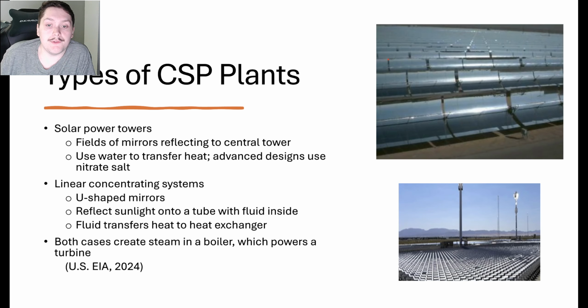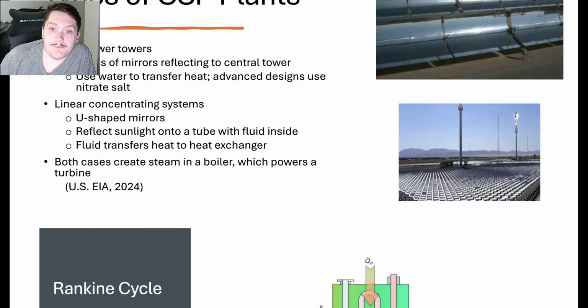The linear concentrating systems, on the other hand, are U-shaped mirrors, and they don't reflect to a central tower. There's actually a receiver that goes all along the length of all of these, and you can see it here. It's kind of bright and hard to see, but the receiver is filled with a fluid which transfers heat to a heat exchanger, and in both cases, this heat will create steam in a boiler which powers a turbine, and I will talk about that just in a second.